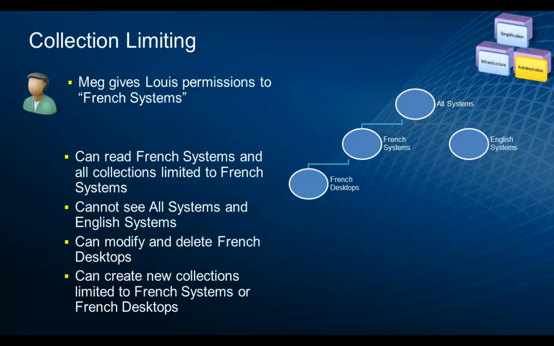Collection limiting. So Meg gives Louis permissions to the French systems, and you can see the cascading effect, all systems down into French systems, down to French desktops. Louis can read the French systems, and all collections limited to the French systems relationship rules, but Louis cannot see all the systems and English systems because they're not part of his scope of control. Louis has full control to modify and delete French desktops, so he has been locally empowered to create and remove systems from collection relationships. And Louis can create new collections that are limited to French desktops or French systems in order for Louis to do his job locally in France.